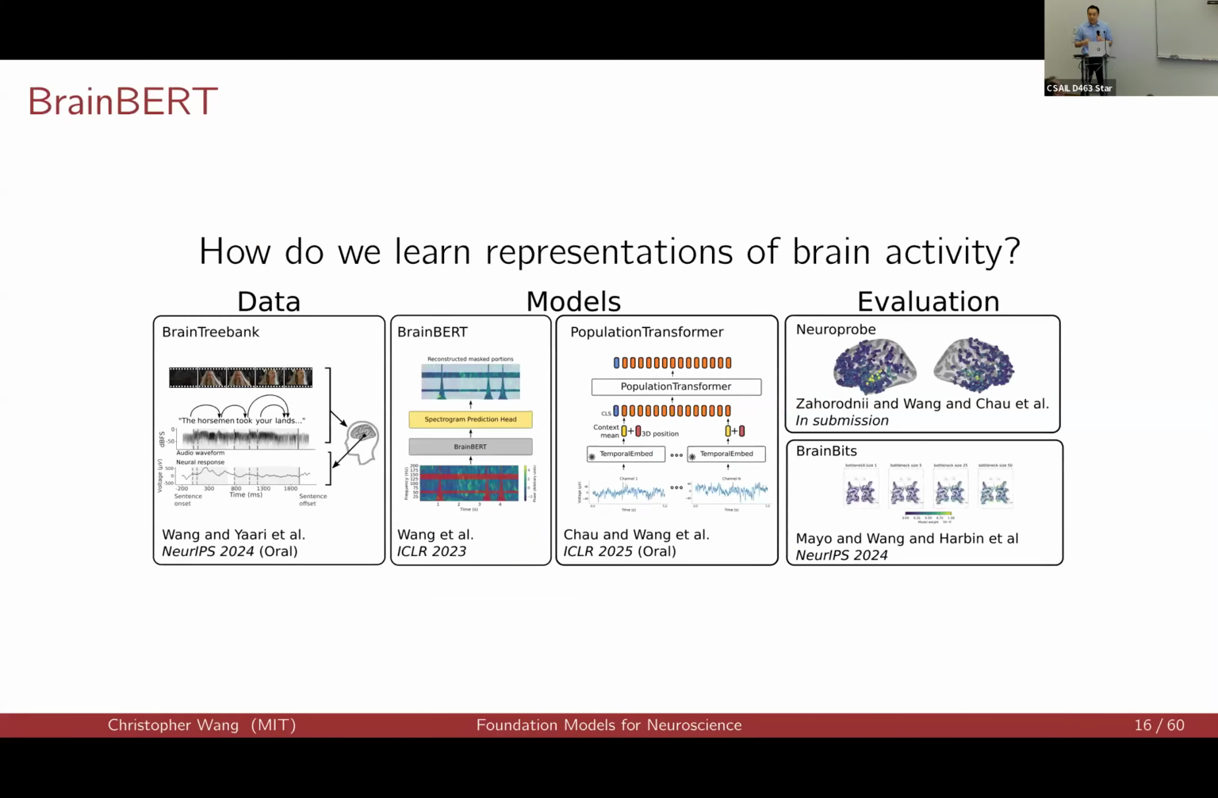A solution suggests itself again from the world of deep learning. And the recipe for the solution that I'll describe across two models is we're going to do representation learning. We're going to learn good representations for the brain activity, and then we're going to decode those representations. And the question for this section becomes, how do we learn good representations? And that's what I'm going to describe with our model, BrainBERT.